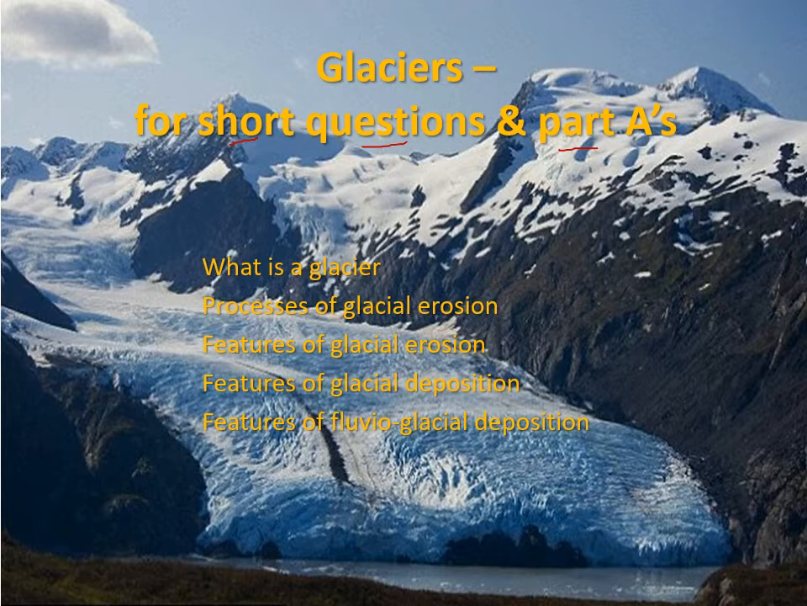So these are the things we're going to cover. What is a glacier? The process of glacial erosion, features of glacial erosion, features of glacial deposition, and features of fluvio-glacial deposition. Wherever you see the word fluvio-glacial, it means river or meltwater in this case. So basically the water that's coming from the melted ice in the glacier and how that causes deposition to occur.